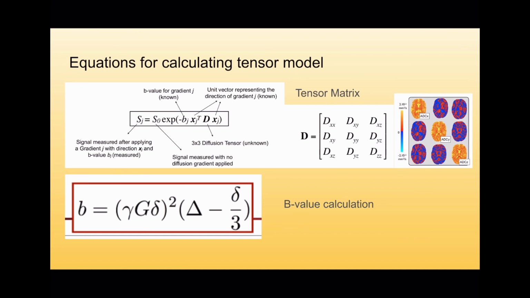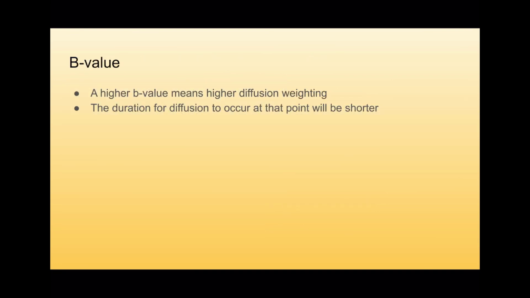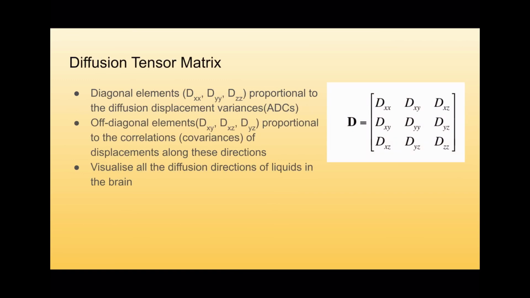Here are the equations for calculating the tensor model for each voxel. With signal intensity measured, p-value calculated with the equation below, and direction of gradient already known, we can evaluate the tensor matrix. A higher p-value means higher diffusion weighting. The duration for diffusion to occur at the point will be shorter. The diffusion matrix is in the form shown in the figure on the right.